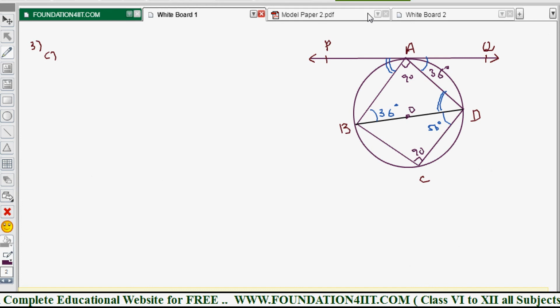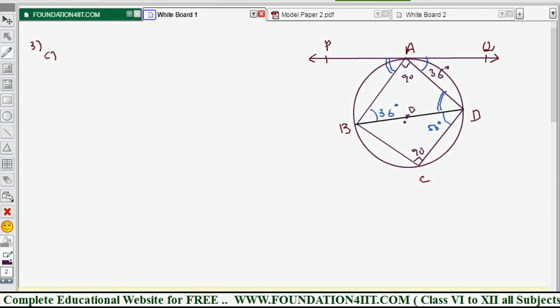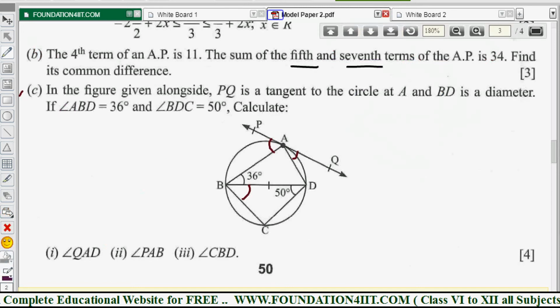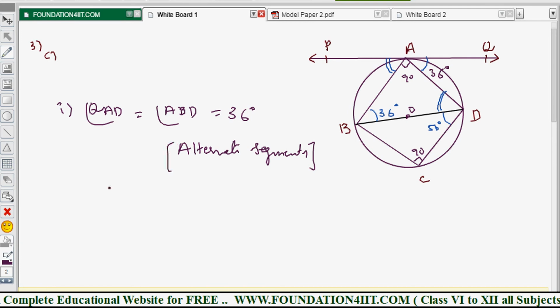Now we need to find out X, Y, Z. Just what you have to find out. So first one is angle QAD, right? Angle QAD is exactly equal to angle ABD. Angle ABD is equal to 36 degrees. So that is the alternate segments property, they both are equal.